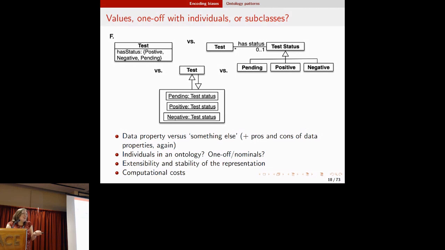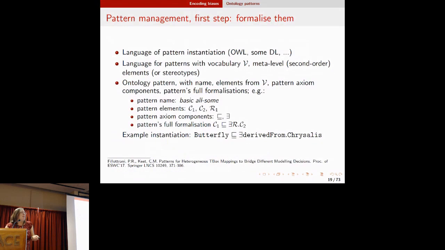Another thing, but maybe one that modelers don't care too much about, is that this one is much more computationally costly than the other two options. But yeah, that has to do with scalability. So how are we going to manage these patterns? The first thing I've mentioned is we're going to formalize this. So there's a language of pattern instantiation, and there's a language for patterns themselves. And then each pattern has certain metadata, like a pattern name, the elements, the axiom components, and a full formalization. So here, this is a very basic idea shown.